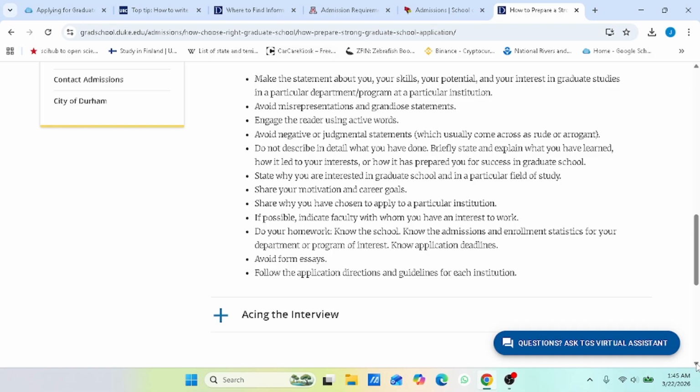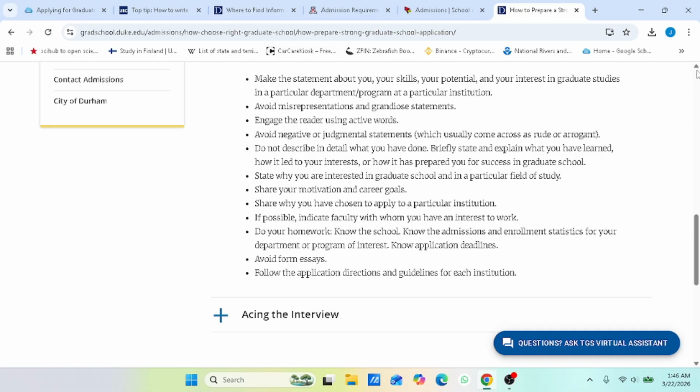Next, do your homework. Know the school, know the admissions and enrollment statistics for your department or program of interest. Know application deadlines. Next, avoid form essays. A statement of purpose is always written in continuous prose. Next, follow the application directions and guidelines for each institution. I think I've talked about that before.